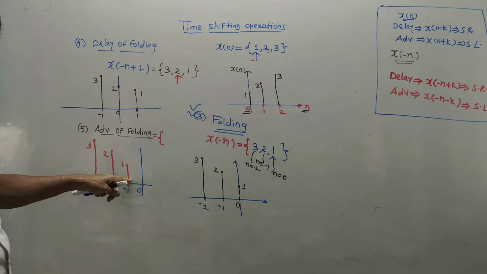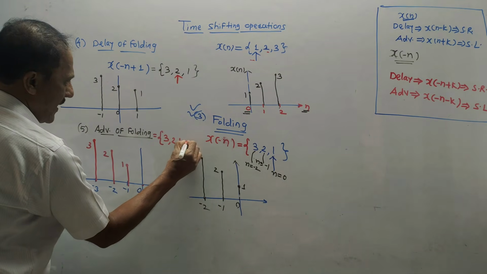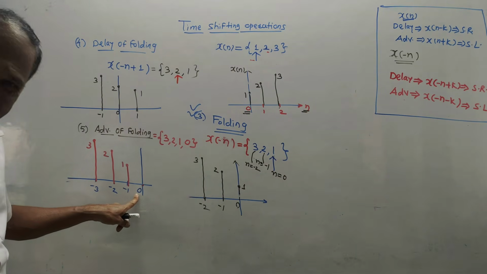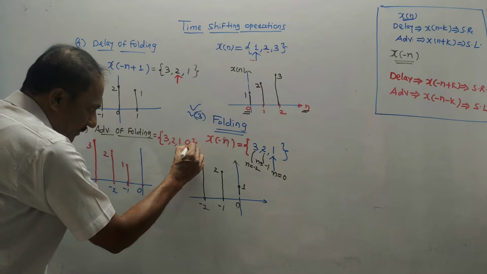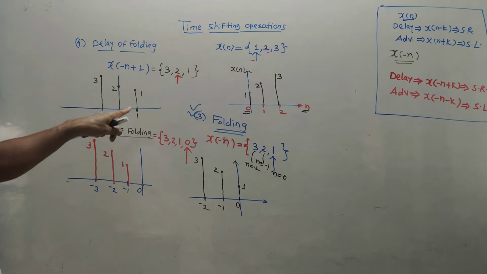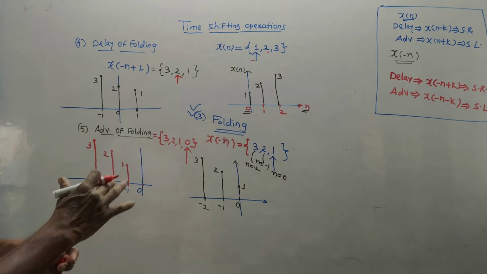Read the amplitude levels from left to right. It is 3, 2, 1 and 0, because at 0 nothing is there, but you need to mark an arrow at 0, so I will mark an arrow. So this is the way you can draw or perform the time shifting operations.